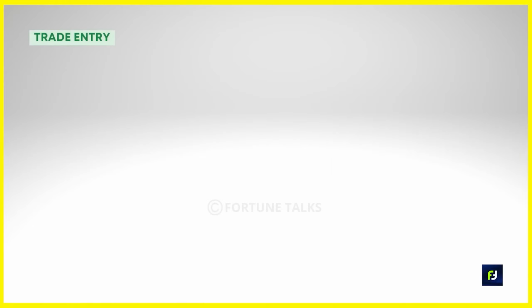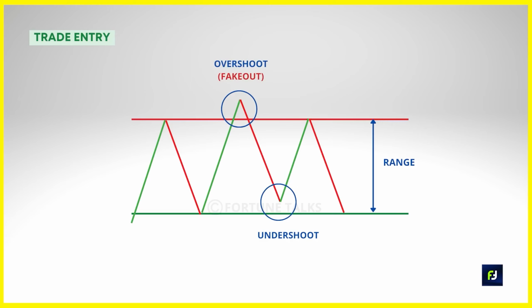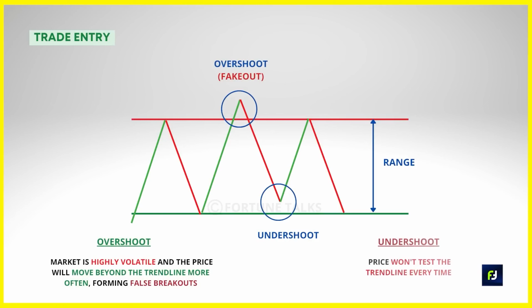Now starting off with the trade entry criteria, one of the most costly mistakes that traders make while trading the pennants is entering a bull pennant too early. As you know, ranging markets or even pullbacks can be challenging to enter for two main reasons. The range can overshoot or the range can undershoot. Now, overshooting happens when the market is highly volatile and the prices will move beyond the trend line more often, forming false breakouts. Now, undershooting is the opposite. That is, the price fails to test the trend line every time.